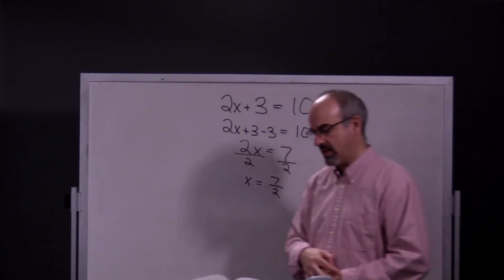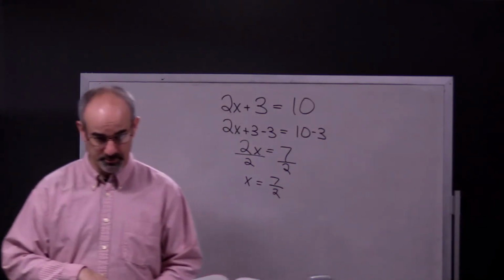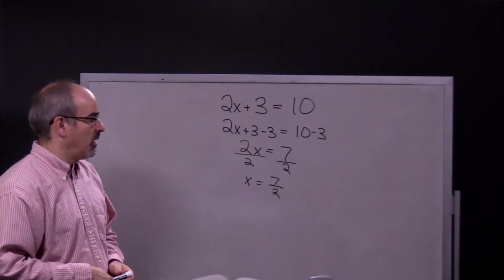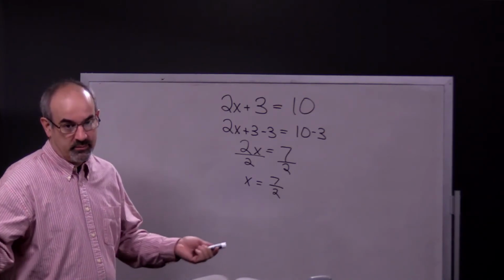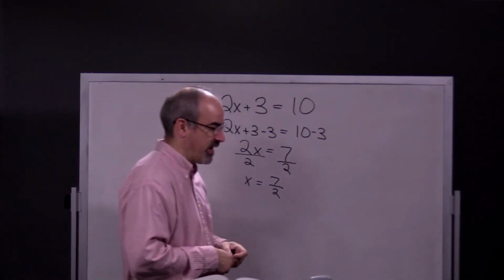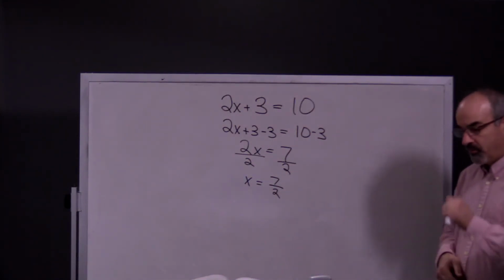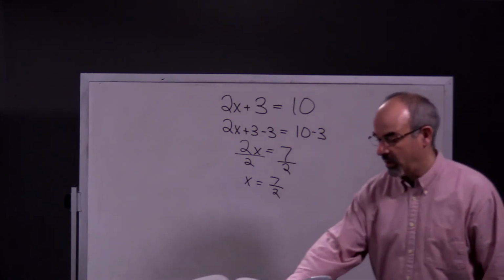That's a perfectly fine way to leave your answer. If you want to know what the decimal is, you can do 7 divided by 2 on your calculator. But it's a perfectly fine answer. I prefer answers left as fractions. Alright, let's do at least one more problem.